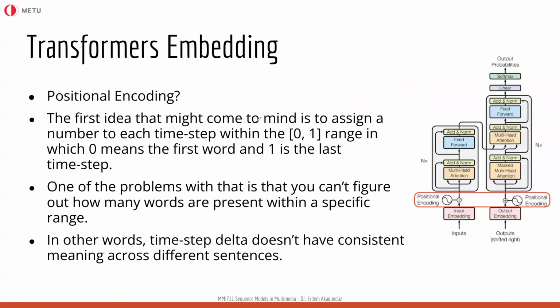Also, one of the problems with that approach is that you can't figure out how many words are present in a specific range. You're putting some values in the range, so the time step delta doesn't have a consistent meaning. In our four-word sentence, the time step delta changed by 1/3, right? But this doesn't have to be true for a sentence with a higher number of words. So it's difficult to handle. Still it can learn, but it's difficult to handle, more because of the reason I just told you.